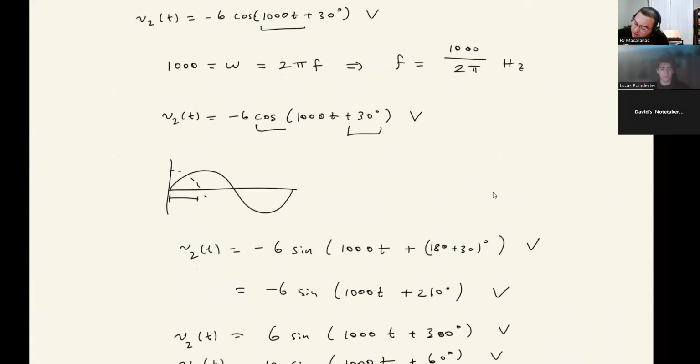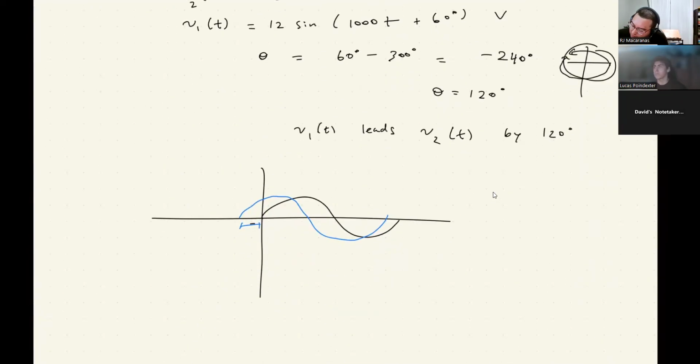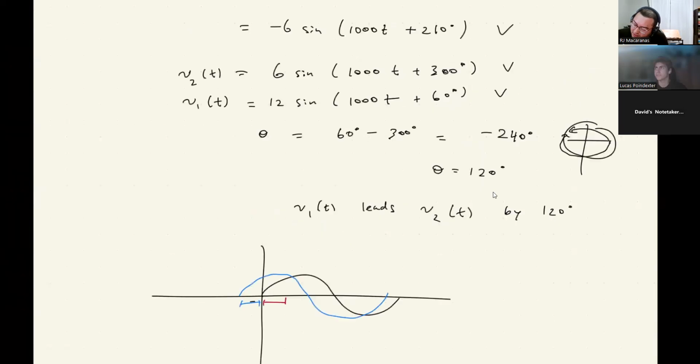And then our other one, well, doesn't matter. So V1 is leading V2 by 120 degrees, right? So if this is 60 degrees, I go another 60 degrees this way, I've got 120 degrees. And again, like you had mentioned, the magnitude of V2 is half, right? So if I draw that in, it'll be kind of like half, something like that.